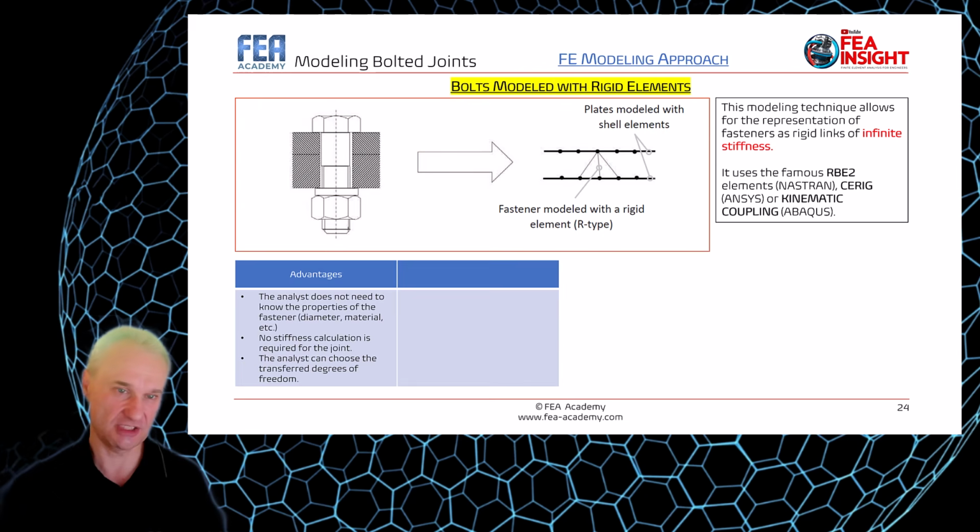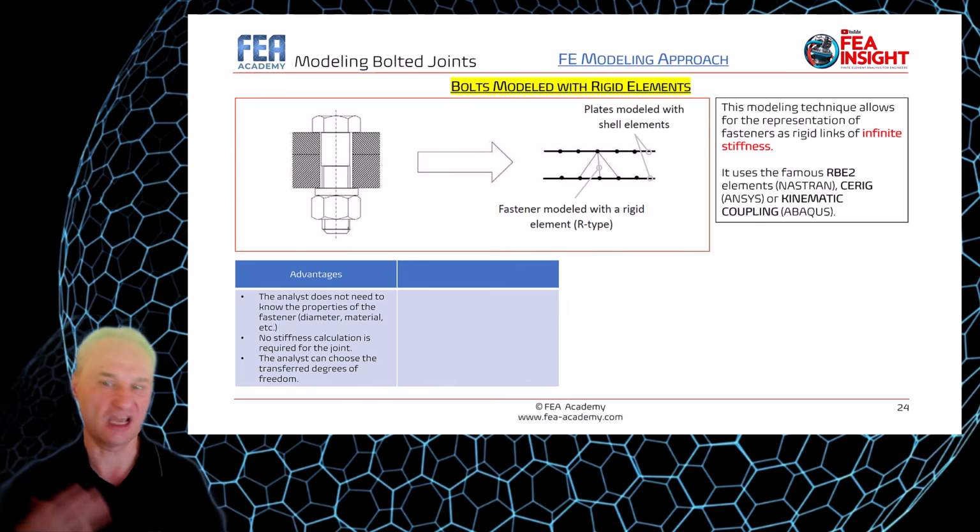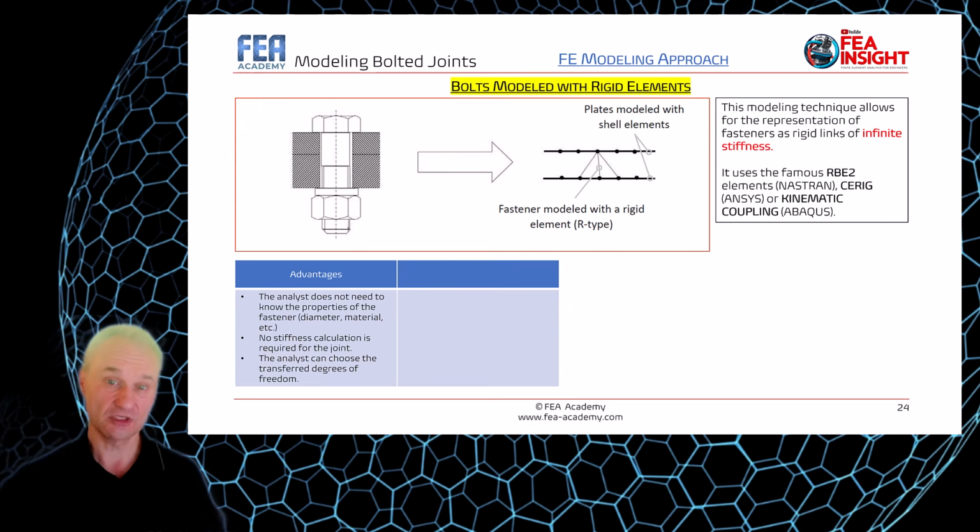There are advantages to using those rigid elements in order to model the bolts or the fasteners. The first advantage is the fact that the analyst does not need to know the properties of the fastener, like the diameter, the material, etc. And no stiffness calculation is required for the joint. The analyst can also choose the transferred degrees of freedom that the rigid element can transmit. It is a huge advantage. For example, the analyst can decide to transfer only the shear, or only the axial, and not the moment, for example.